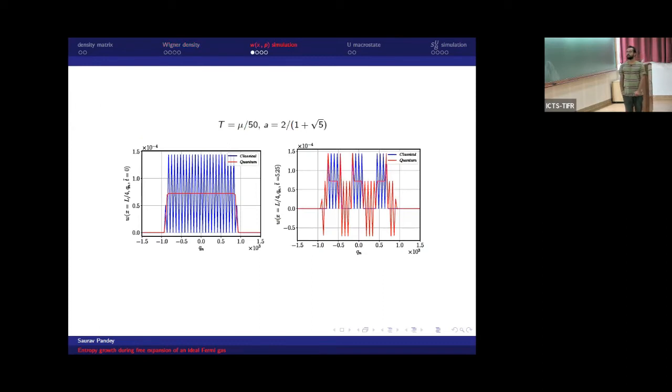So this is for some low temperature, as you see, the temperature is mu over 50, where mu is the chemical potential. In this curve, I plotted the Wigner function at a particular value of x as a function of the momenta. The blue one is the classical Wigner function, and the red one is the quantum Wigner function. This is at initial time equal to 0, and this other curve is at some late time, when the real space density has already relaxed.